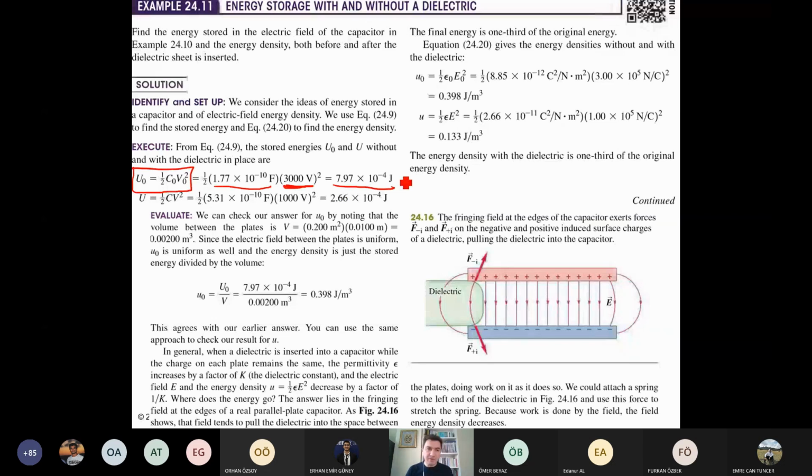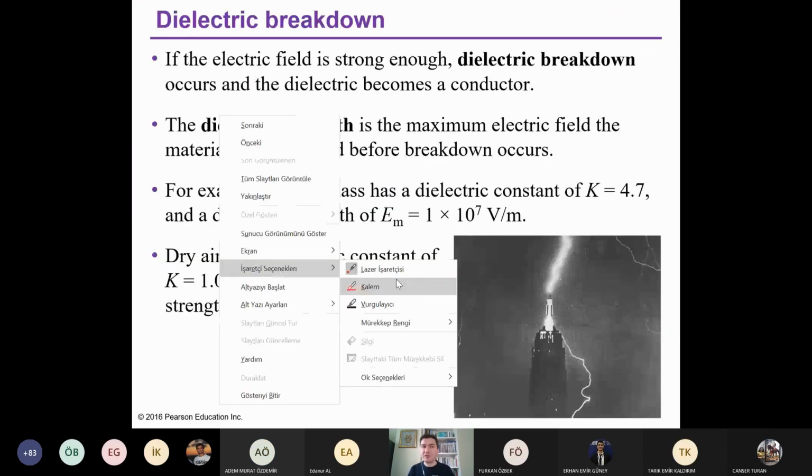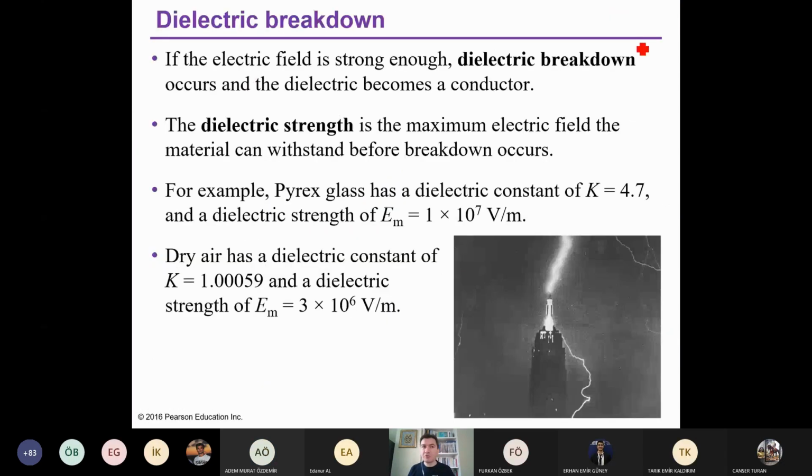So you can also check the answer by calculating this energy density. It is also possible. I will not go into detail. Now we will continue with dielectric breakdown.